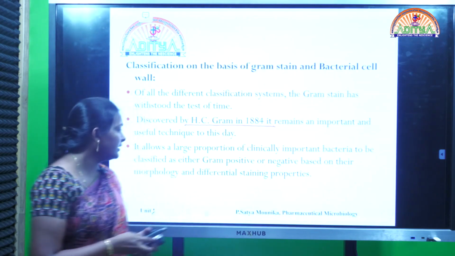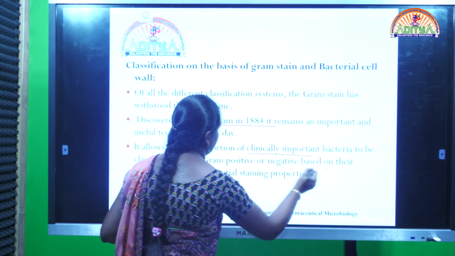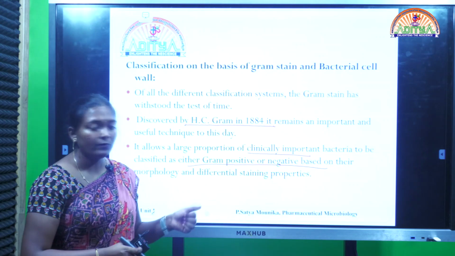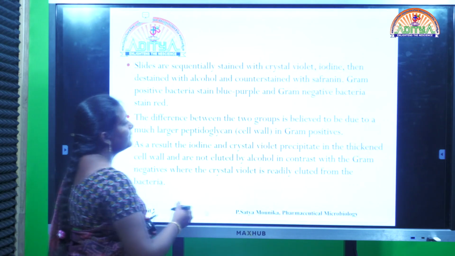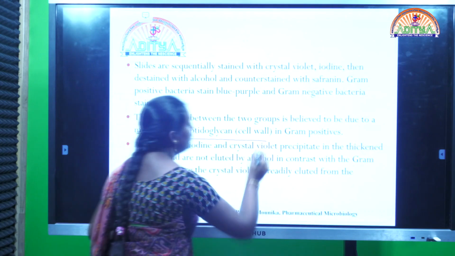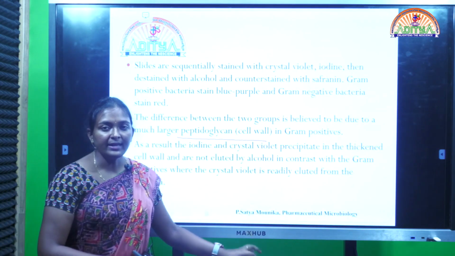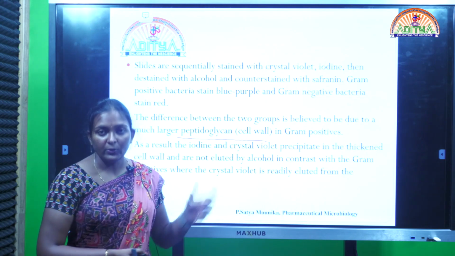So coming to Gram positive and Gram negative bacteria, in their morphology you would observe the presence of peptidoglycan in the cell wall of the Gram positive bacteria. So we are saying that we are going to differentiate between Gram positive and Gram negative bacteria by using the Gram staining.